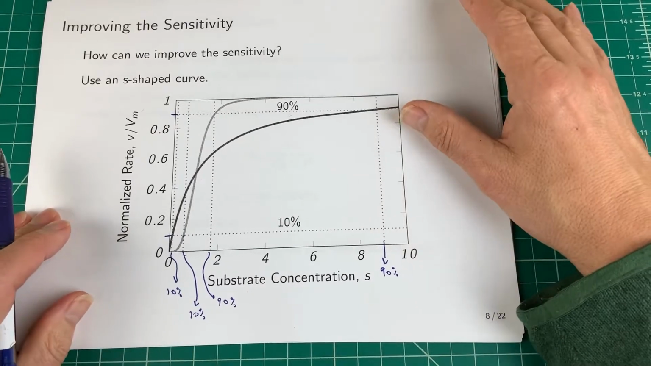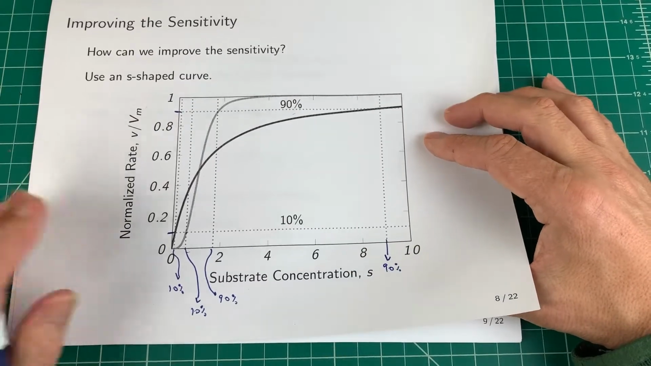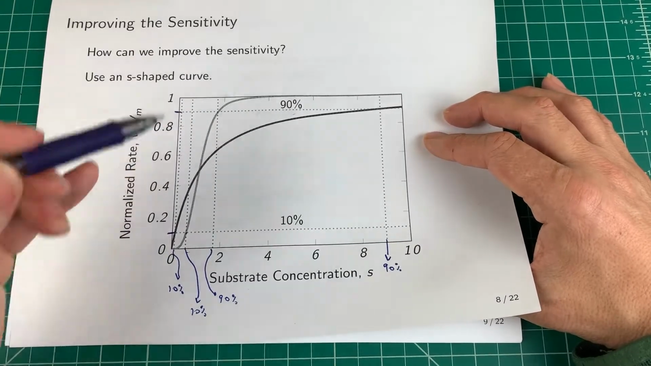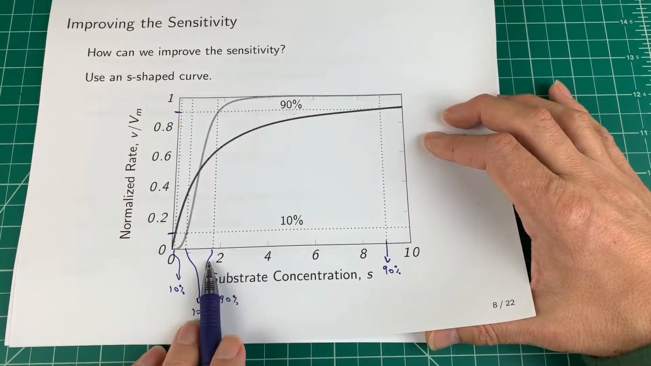Much easier. All right, and that's one of the key characteristics of the S-shaped curve or the sigmoid curve, that it's much more sensitive to changes in the substrate concentration. Okay.